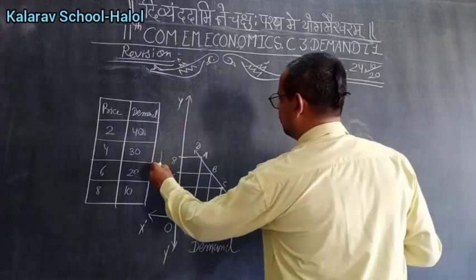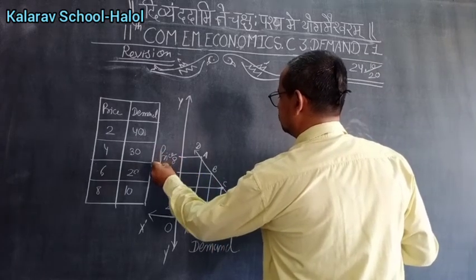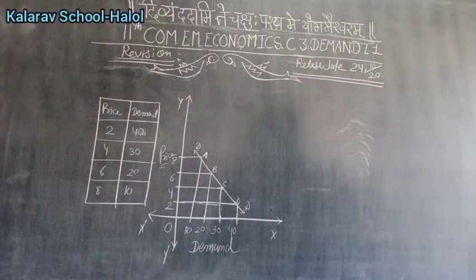And one more thing I forgot to mention here, this is your demand and this is your price. The y-axis represents the price and the x-axis represents the demand. At a higher price of rupees 8, there is the least demand, 10. At a lower price of rupees 2, there is higher demand, 40. So the slope is downward and there is an inverse relationship between the price and the demand.